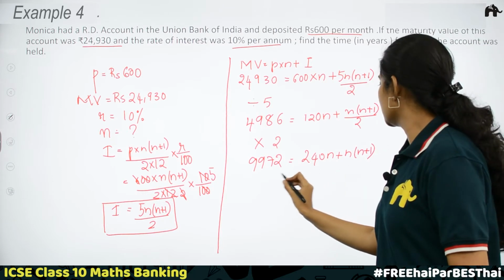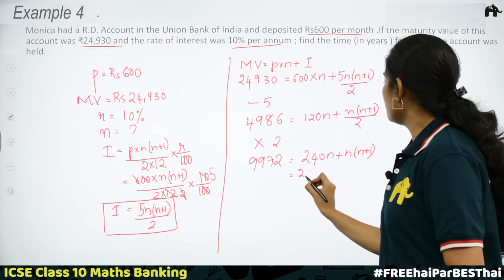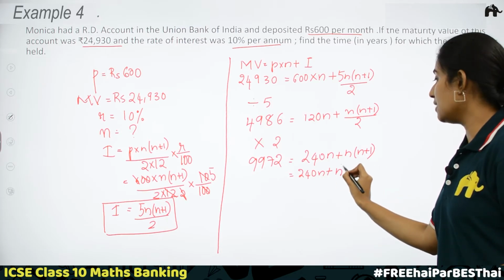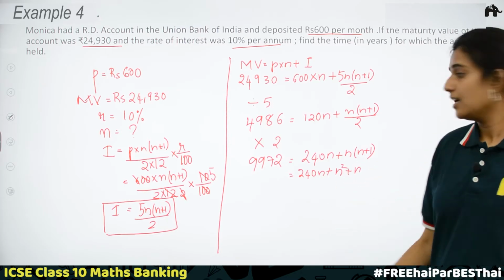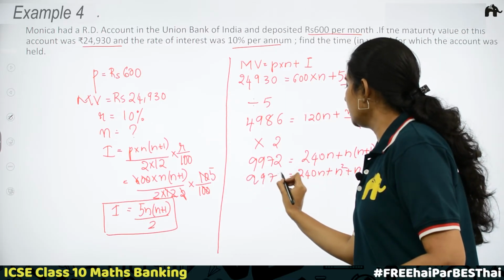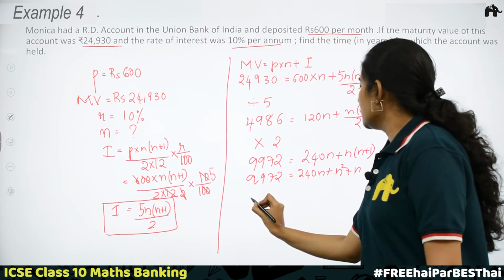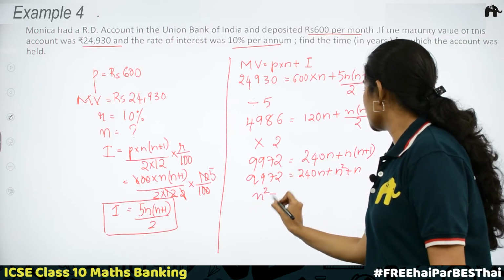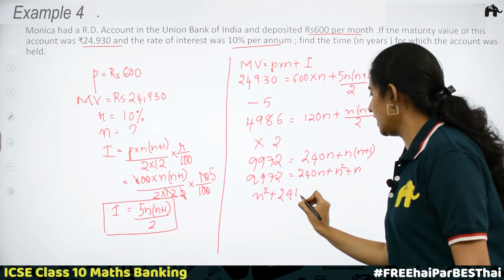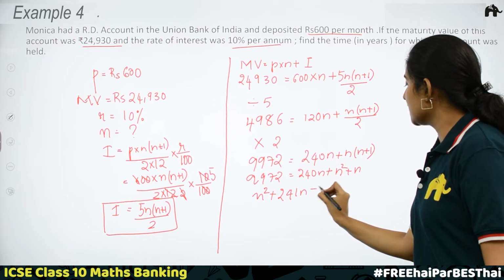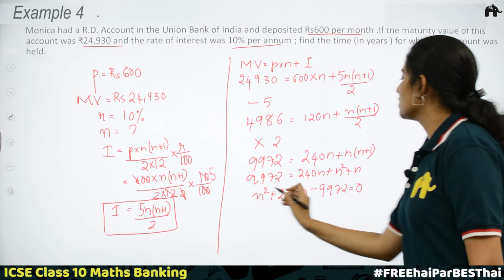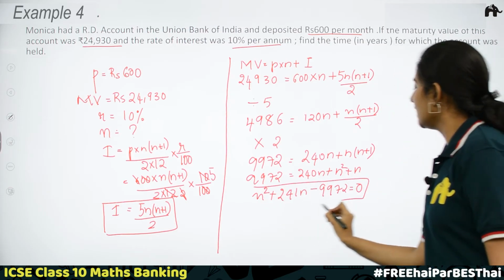This can be written as 240n plus n into n plus 1 is n square plus n, right? We are removing the brackets here. That is equal to 9,972. This is n square plus 240n plus n, 241n minus 9,972 is equal to 0. So, this is our final quadratic equation.